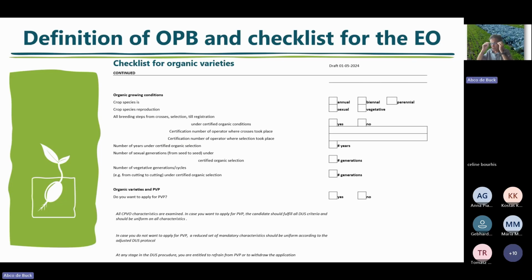In order to get started with the introduction of organic candidate varieties to the examination office, there is a transition period under which the number of breeding cycles, for instance, is reduced. But after some more years, those numbers of years are all according to the definition.